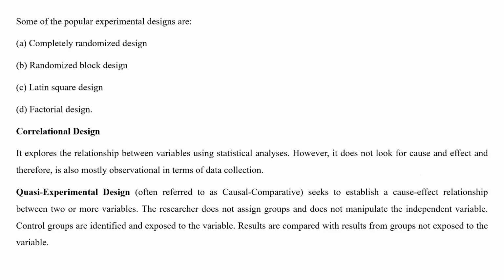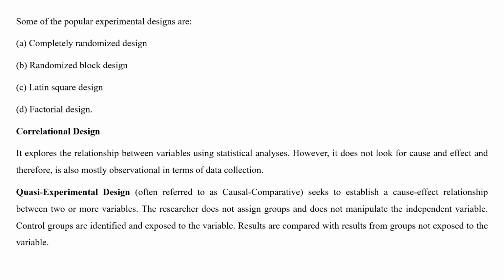Some of the popular experimental designs are completely randomized design, second randomized block design, then Latin square design, then factorial design. Correlational design explores the relationship between variables using statistical analysis. However, it does not look for cause and effect, and therefore is also mostly observational in terms of data collection.